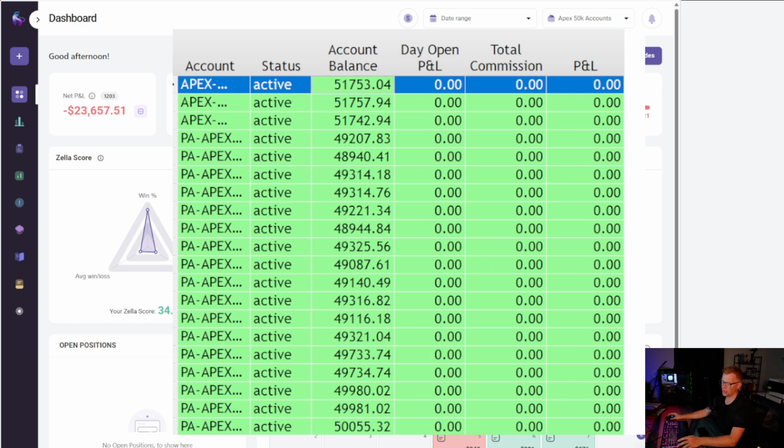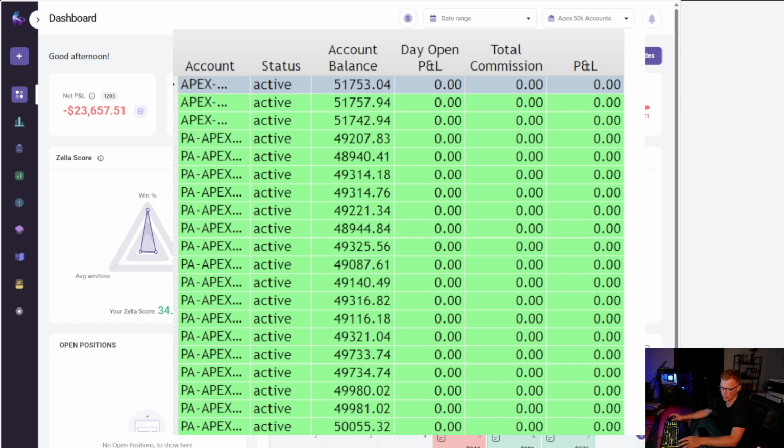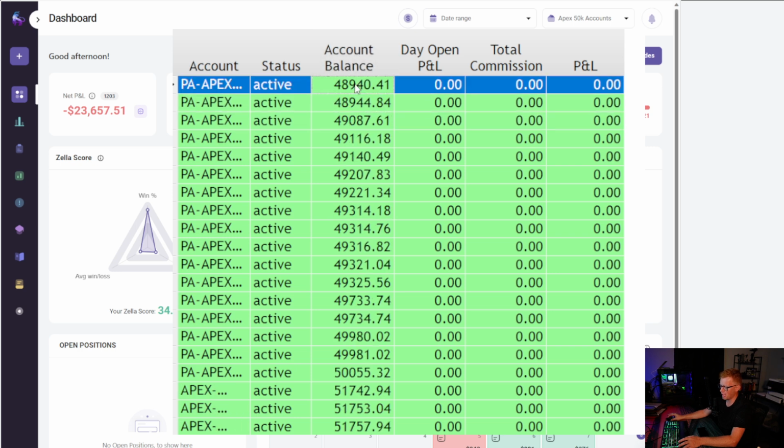Let's switch to TradeZella, and we'll just kind of look at the overall. Okay, so the overall, actually, sorry, I did want to just kind of go over the balances. So you can see, obviously, the balances here. Let me just sort by lowest balance.